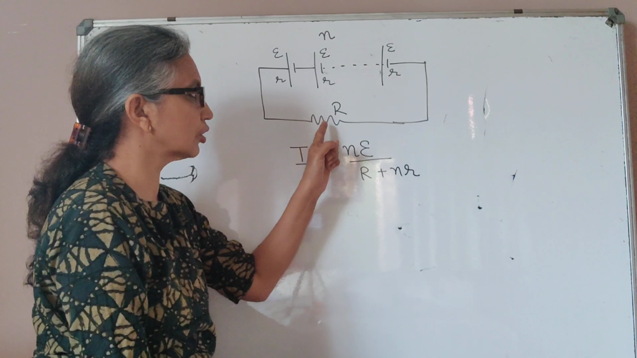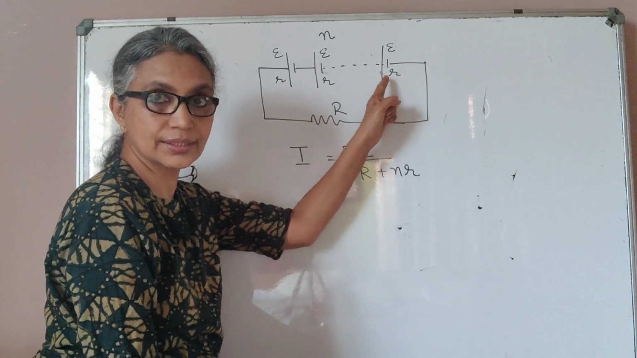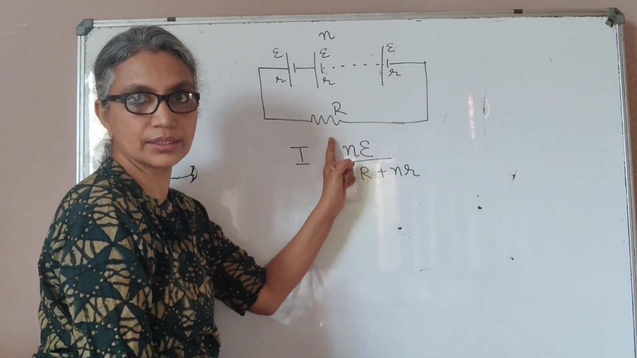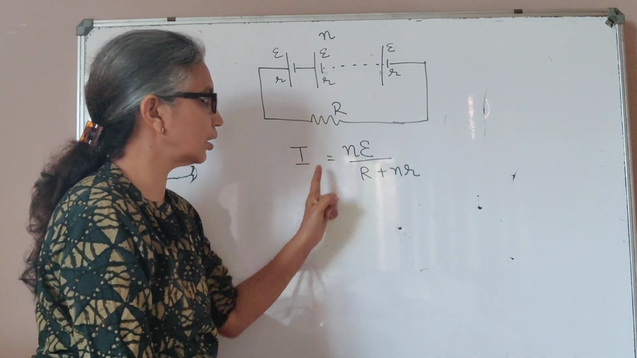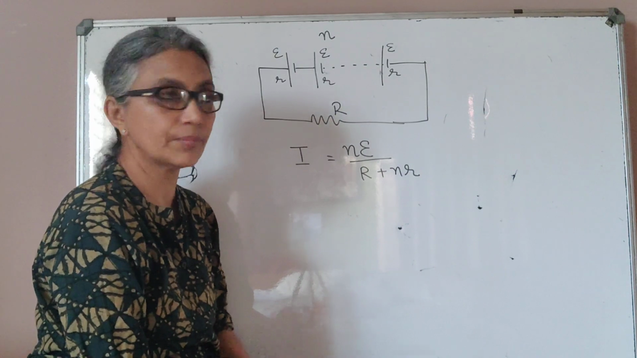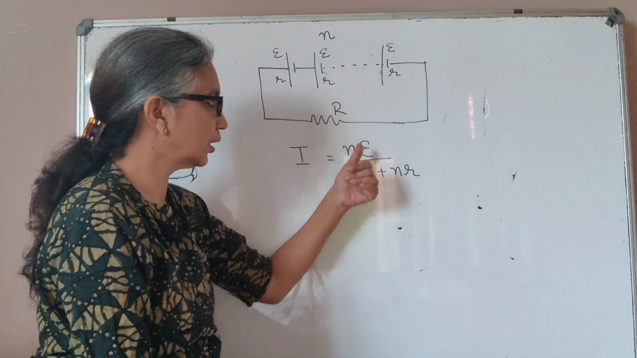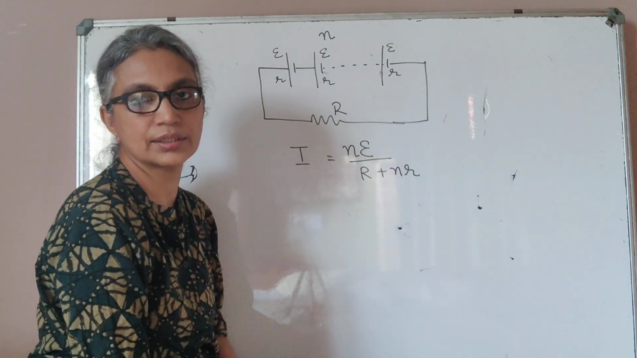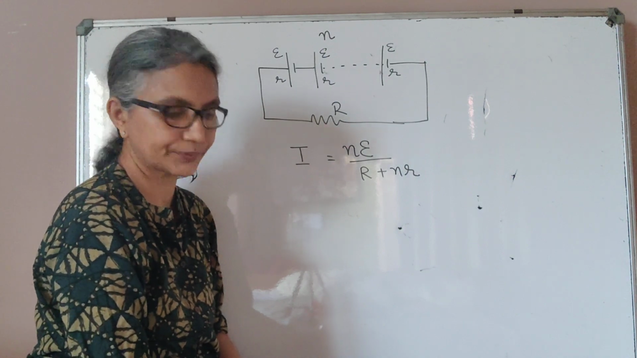So the current in a circuit where you have n cells in series connected to an external resistance capital R will be I equal to nE by R plus n into r, where n is the number of cells you have in series, E is the EMF and small r is the internal resistance of the cell.